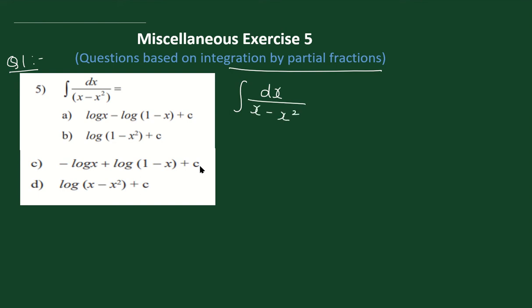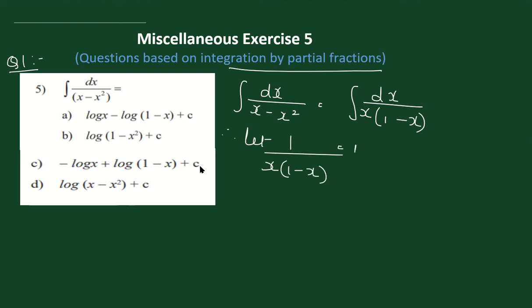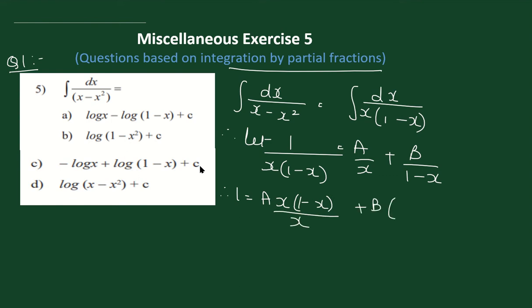So we take dx upon x minus x square and, taking x common in the denominator, we get x into 1 minus x. Okay, and therefore we write, let 1 upon x into 1 minus x be a upon x plus b upon 1 minus x. And therefore we cross multiply. So we get 1 is equal to a into x into 1 minus x upon x plus b into again the same thing, x into 1 minus x upon 1 minus x in this case.